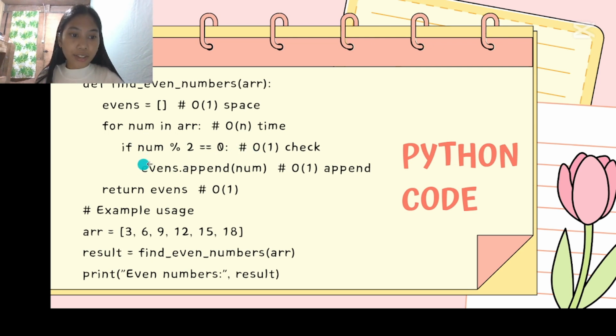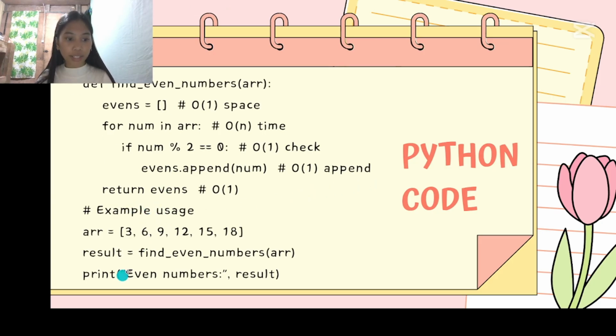This line is where the condition is going to check if the number is odd or even. If num modulo 2 is equal to 0, meaning the number is even, this line will execute and append the number to the list.